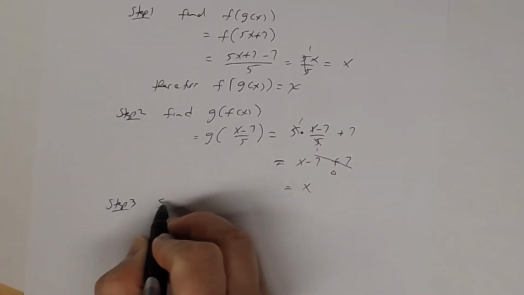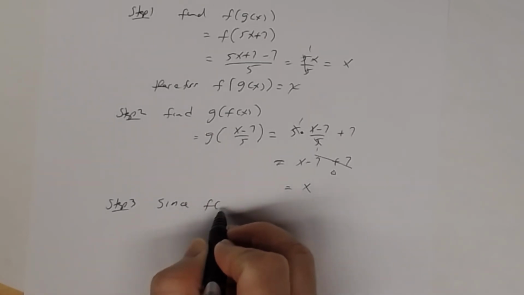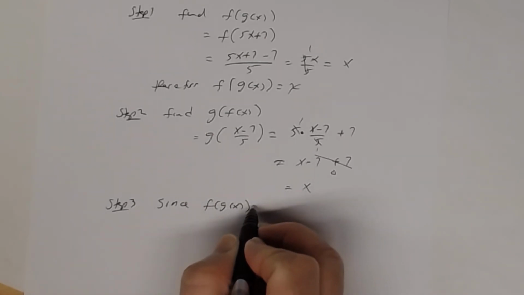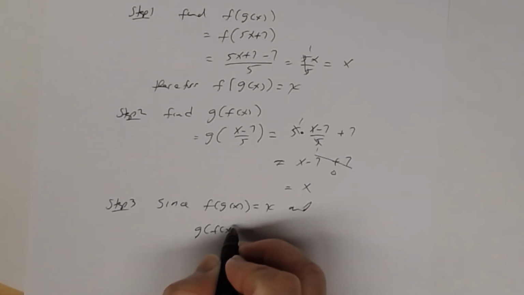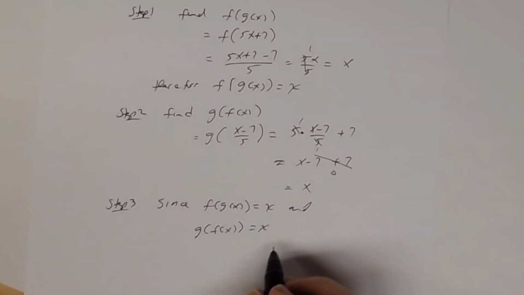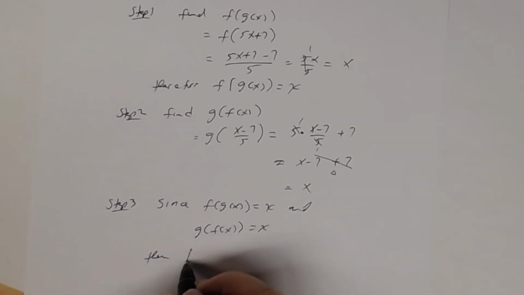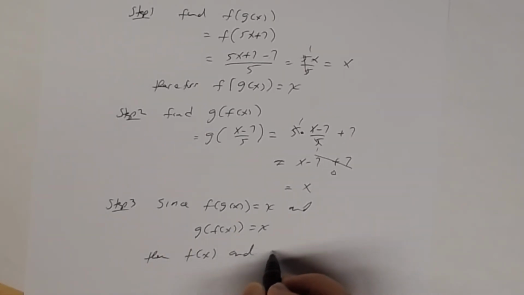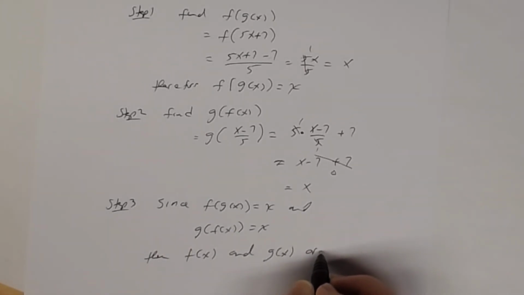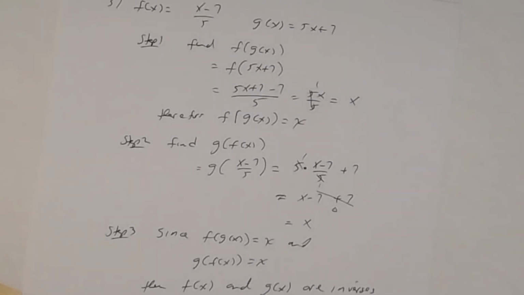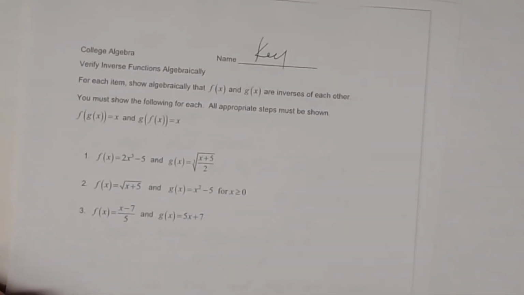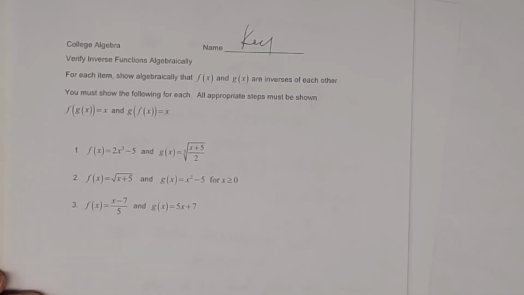Step 3, since f of g of x is equal to x, and also g of f of x is equal to x as well, then f of x and g of x are inverses of each other. That's what that means. And that's it. All right, so that is the key to this worksheet.